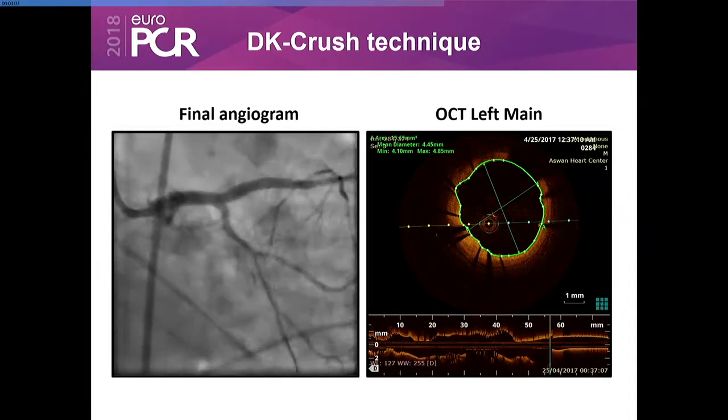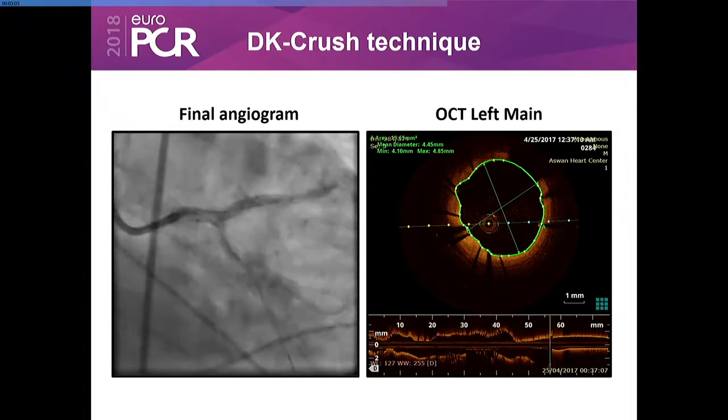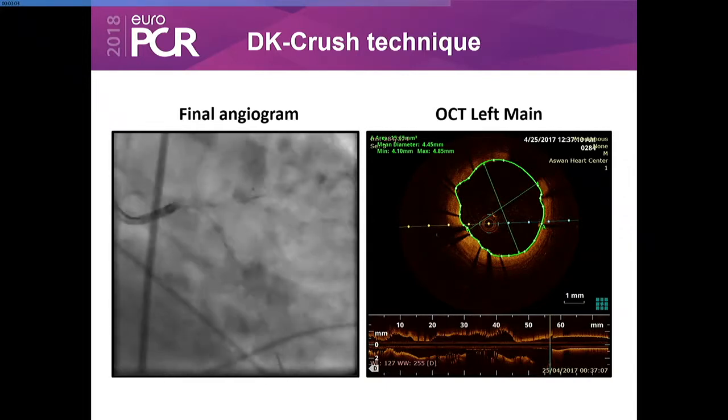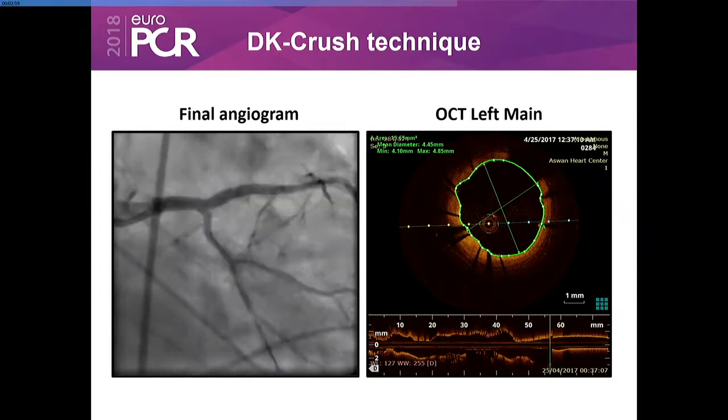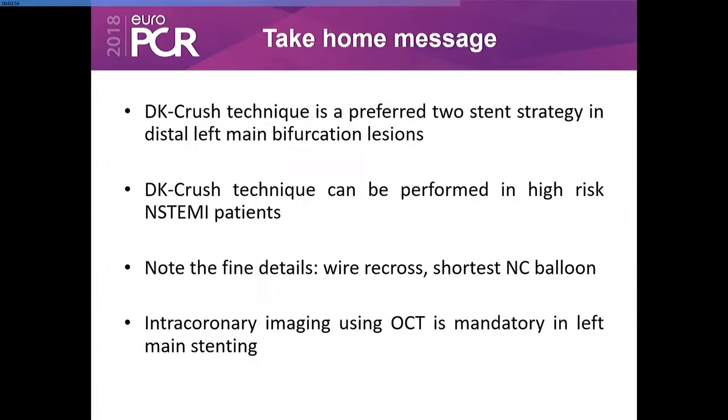This was the final angiogram, and as routine, we do intracoronary imaging after left main stenting. The OCT image showed that the minimal stent area is 15.5 millimeters squared. So my take-home message today is that the DK crush technique is a preferred strategy, preferred to stent strategy in distal left main bifurcations, provided that you do have a proper angle to go for a DK crush.